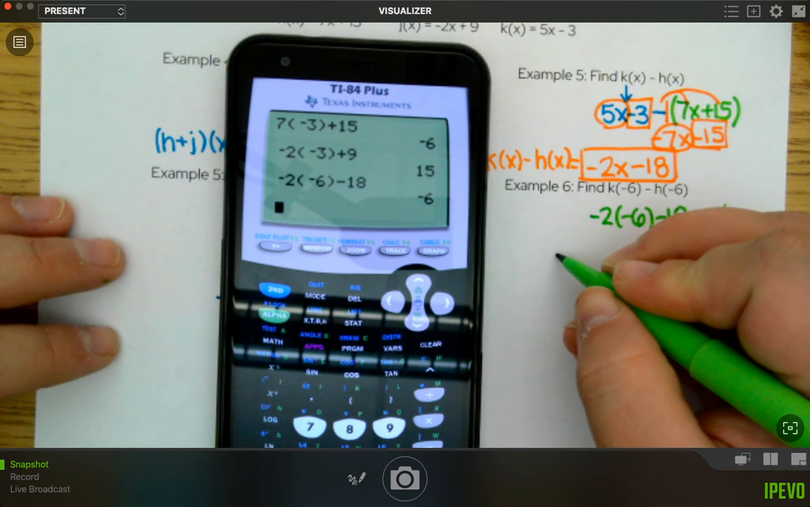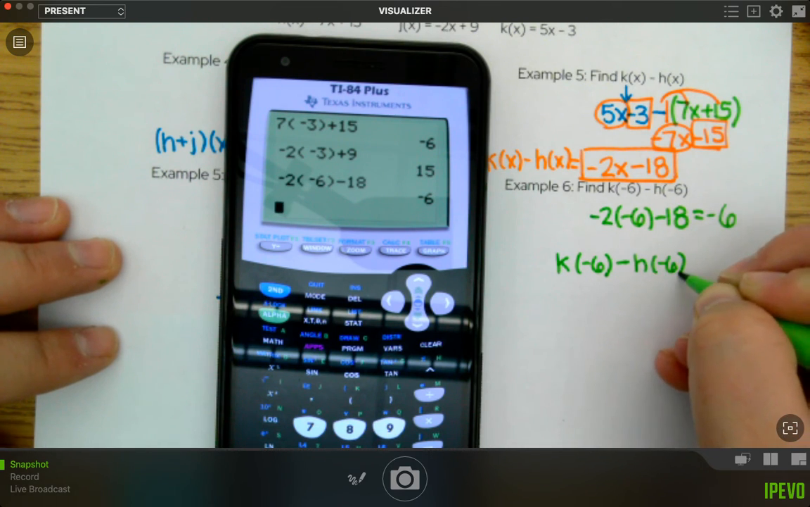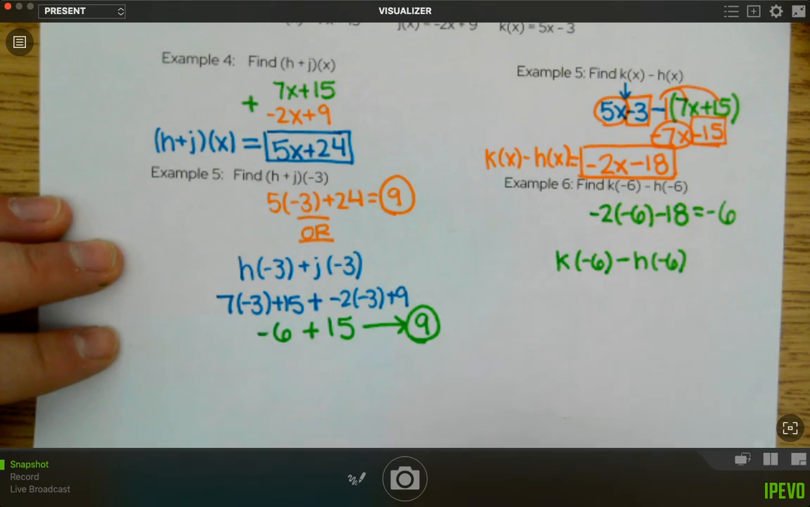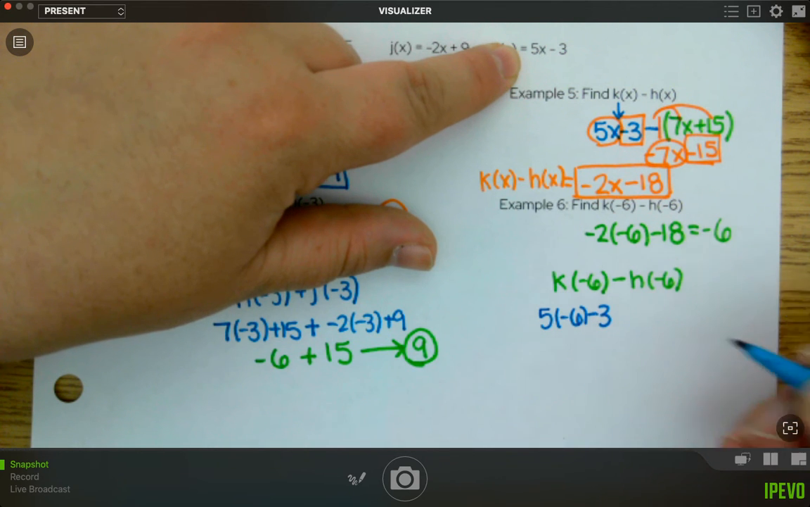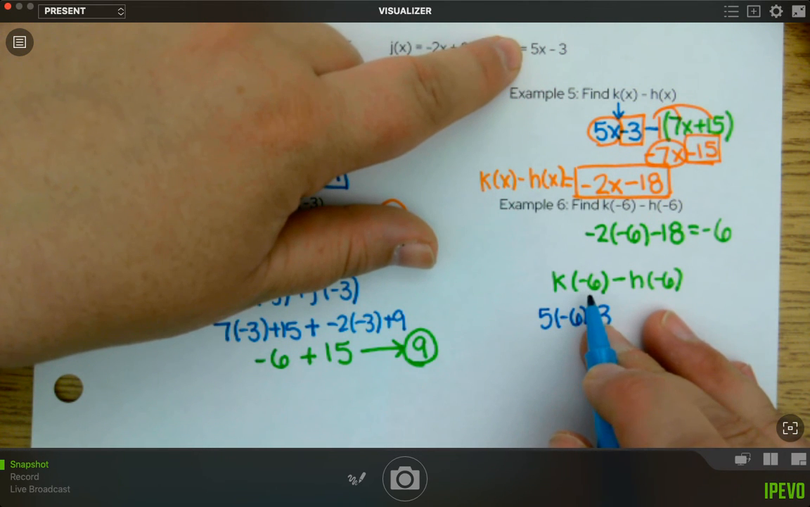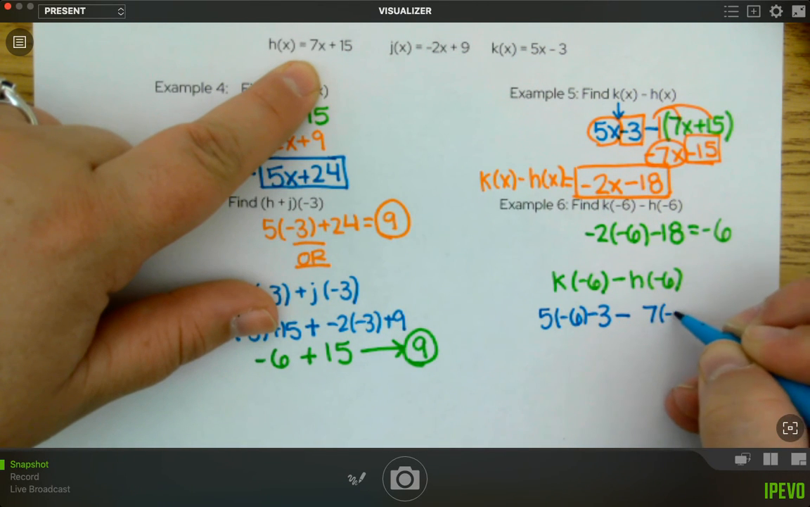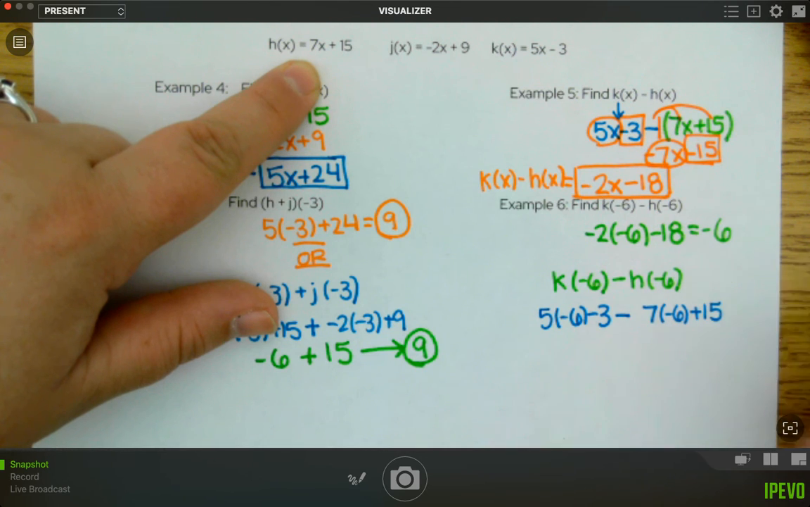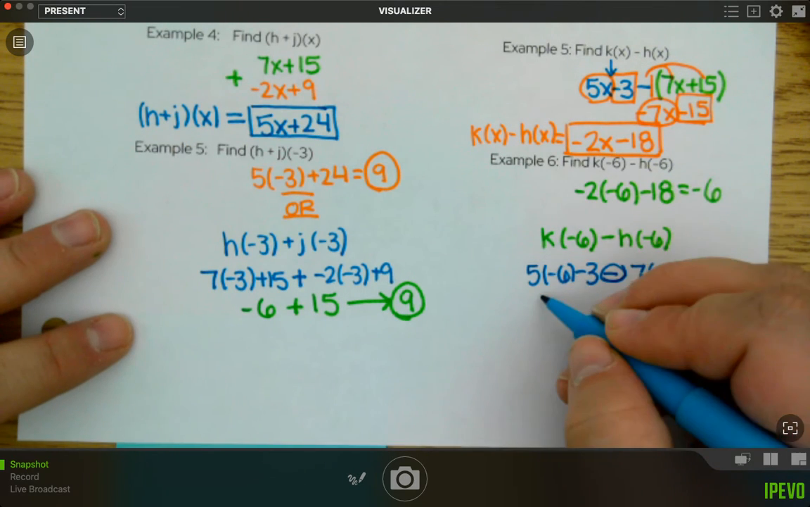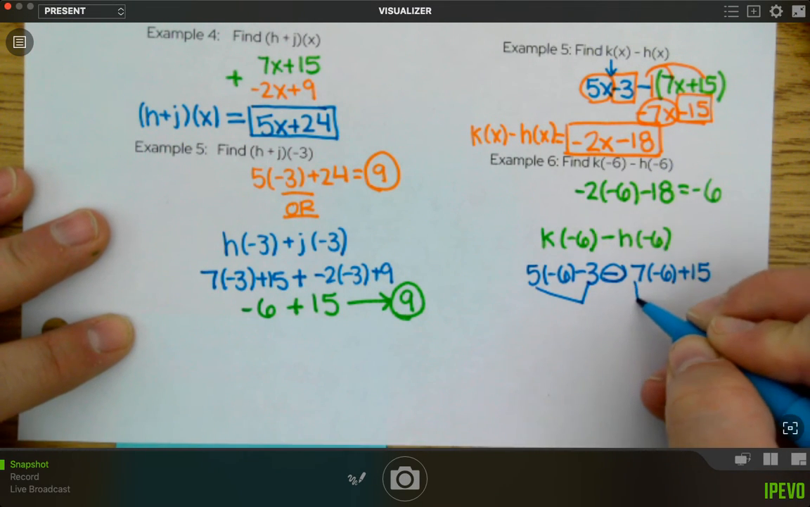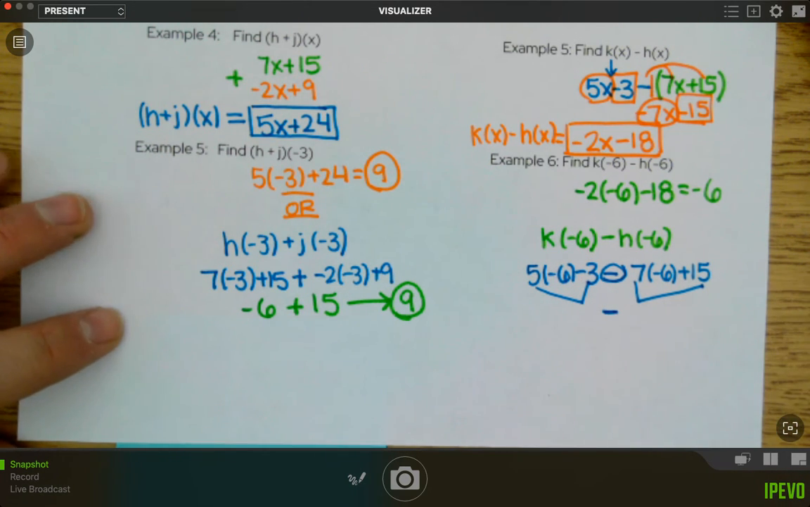Or you can do it the same way I did the bottom of the other one. You can do k of -6 and figure out what that is, minus whatever h of -6 is. So k of -6 is 5 times -6 plus 3, or minus 3. So you're just taking the -6 and plugging it in for x. Minus h is 7 times -6 plus 15. Okay, I'm going to circle my minus in between to remember it for later, but I'm going to do these two parts first. So I'm going to make this one number, and I'm going to make this one number, and then I'm going to subtract those two numbers.